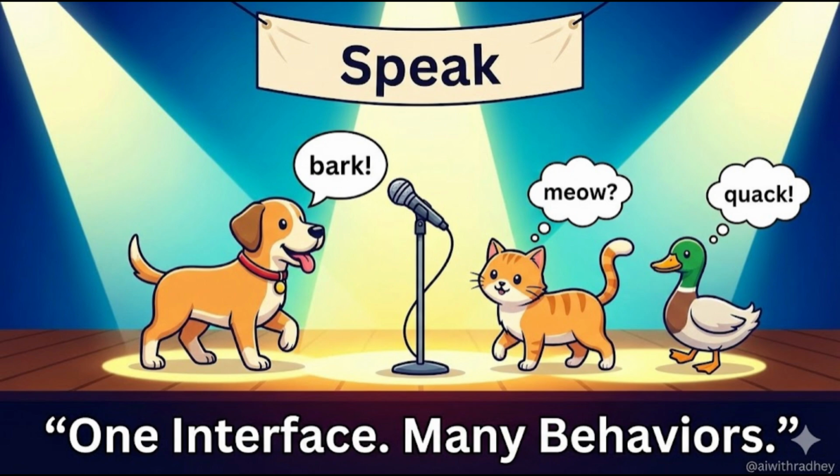Polymorphism simply means many forms. It allows objects of different classes to respond to the same command in their own unique way. If I loop through a list of animals and call .speak() on each one, a dog barks, a cat meows, and a bird chirps. I don't need to check which animal is which. Each object knows how to behave. This flexibility is powerful when building large systems.